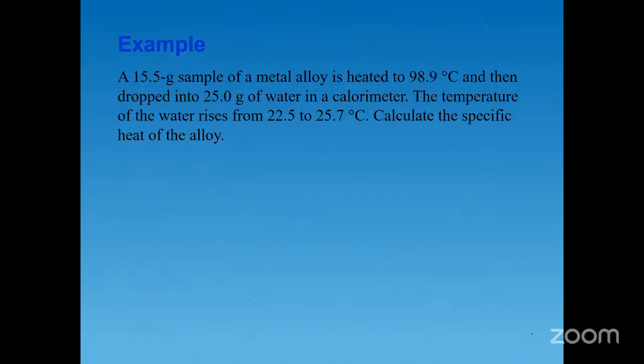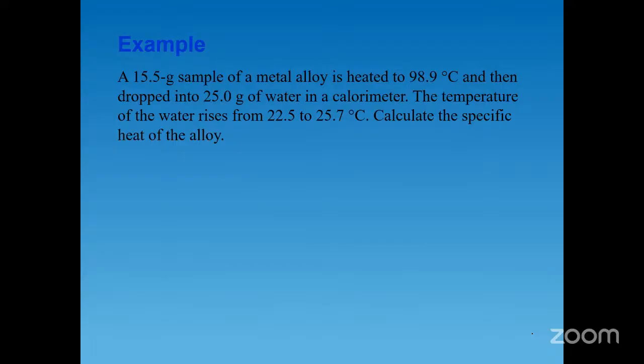Okay. Here's another example. Now, this one is interesting because it says here, you have a sample of metal, and it gives you the mass, 15.5 grams. It is heated to 98.9 degrees Celsius. And then you drop it into water, and it gives you the mass of the water. And it says that the temperature of the water rises from 22.5 degrees Celsius to 25.7 degrees Celsius. And the question is asking you to calculate the specific heat of the metal alloy.